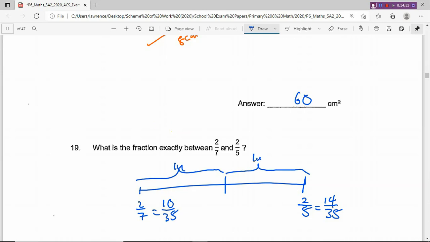So how big is 2 gaps? So 2 gaps is actually 14 minus 10. You look at the numerator, 14 minus 10, that will give you 4, right? So your 1 gap is 2. Which means that the number in the middle must be 10 plus 2, you get 12. So you have 12 over 35, which is the fraction in the middle. Okay, all right, let's go to the next one.